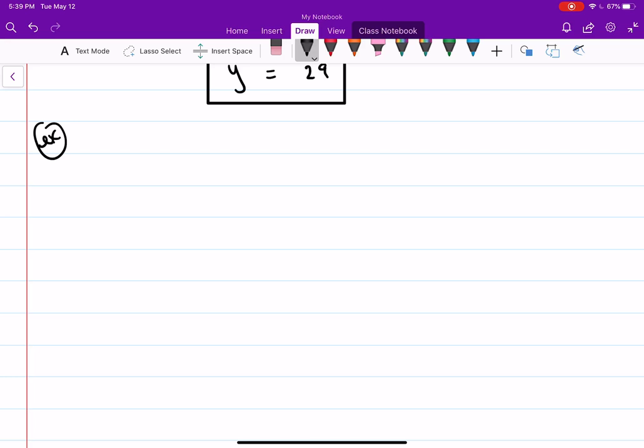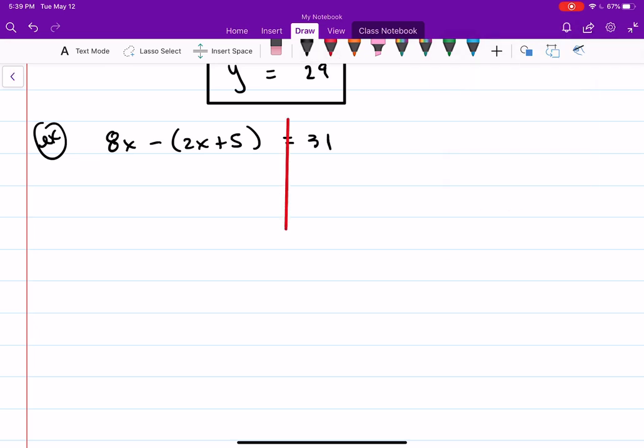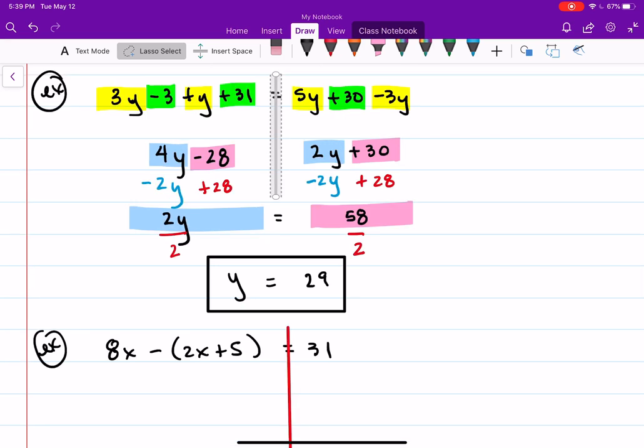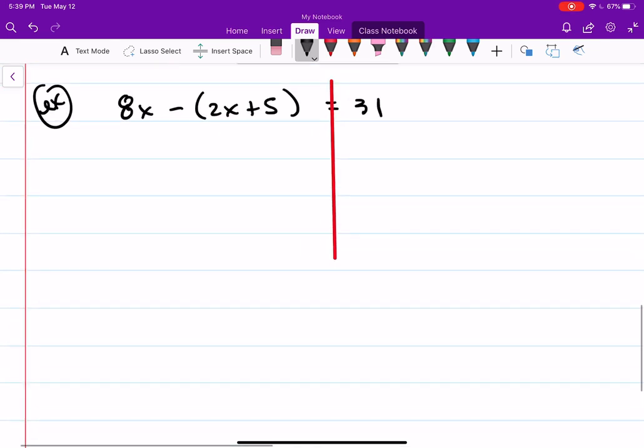So let's say I have 8x minus 2x plus 5 equal to 31. Let me draw this line here. Now you can pause the video if you want to. So I can extend this one down further. All right. So you just pause it for like 5 minutes and now you're gonna hit me on play again.